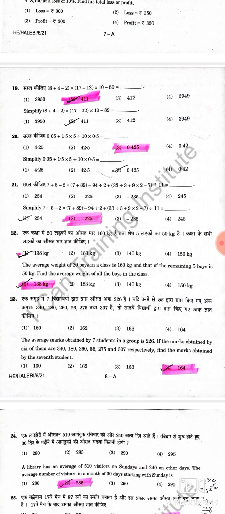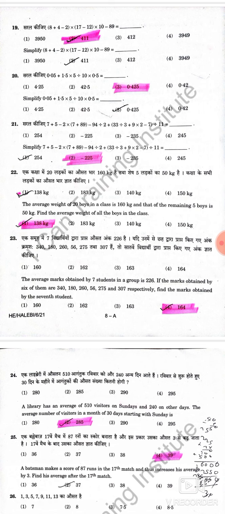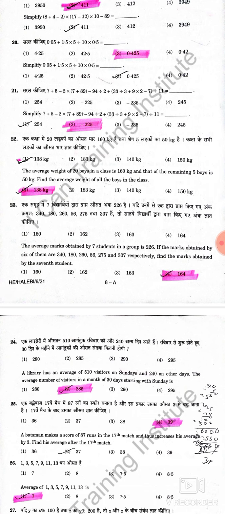Question number 20. Simplify 0.05 plus 1.5 multiple 5 divided by 10 multiple 0.5, and the answer is option number 3. Question number 21. Simplify 7 plus 5 minus 2 multiple in bracket 7 plus 89 bracket completed minus 94 divided by 2 plus in bracket 33 divided by 3 plus 9 multiple 2 minus 7 bracket completed divided by 11, and the answer is option number 2.